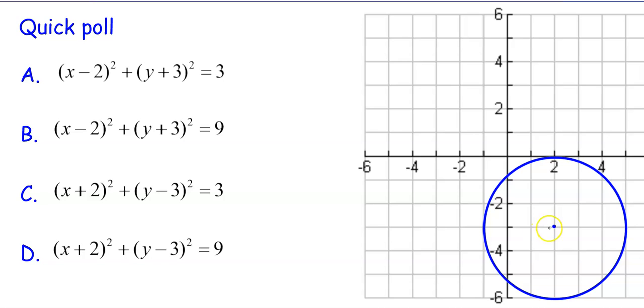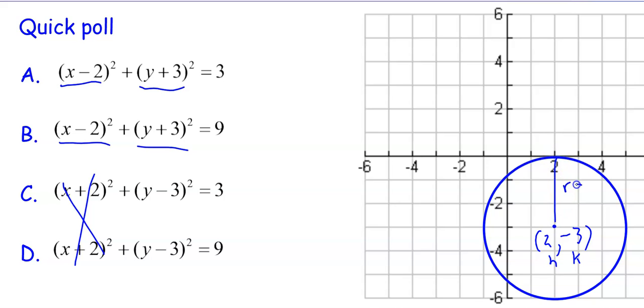I would probably write out the ordered pair here. This is 2 comma negative 3. So my h is 2, my k is negative 3. If you think about that formula, it'd be x minus h, so x minus 2. So I know it's one of these. Y minus k, so y minus negative 3 is actually y plus 3. The radius is 3, it looks like. So the formula is r squared, so that has to be 9, so it has to be B.